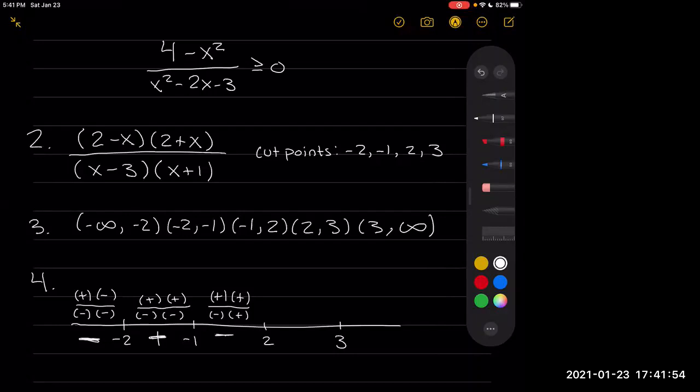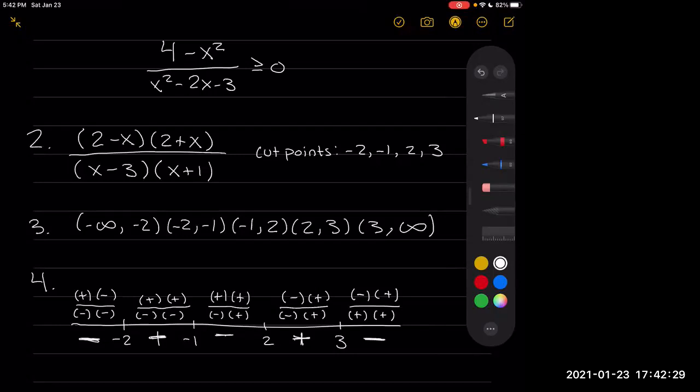And in between 2 and 3, here you could pick something like 2.5, and we will get a negative, a positive over a negative, and a positive. Two negatives, this will cancel and make a positive. And then if we pick something larger than 3, we'll have a negative, a positive over a positive, and a positive. So there we have a negative.